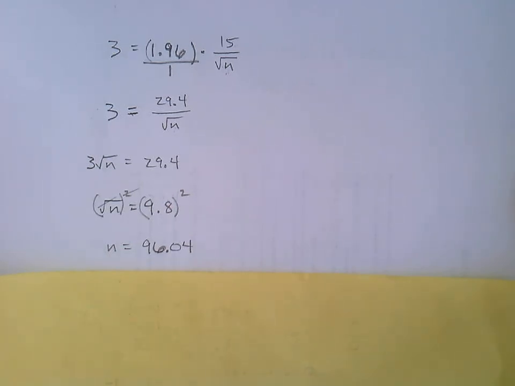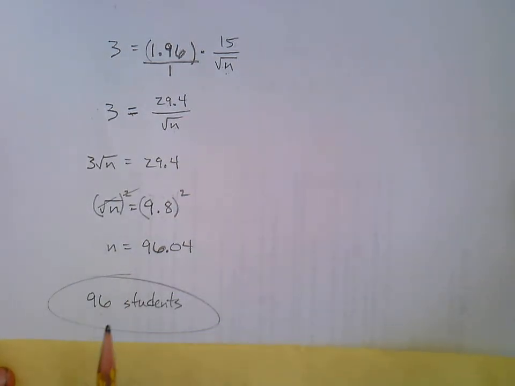Okay, so you might be thinking, well, you really can't take a sample size of 96.04. That's true. So let's just round it to 96. This researcher should take 96 students in their survey, and that would mean that whatever the sample average is for these 96 students, the researcher is 95% confident that that sample mean is within 3 IQ points of the actual population mean.